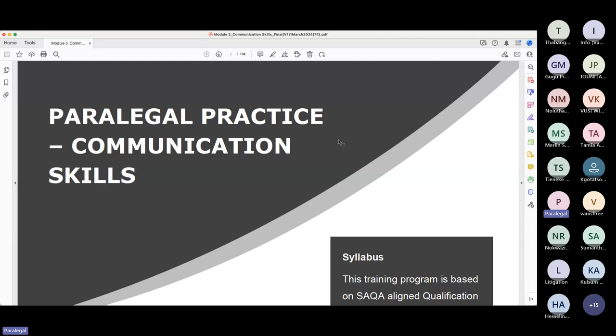We have done a brief background of professional conduct in the previous session. And today we'll look at paralegal practice communication skills. So just take it through the module, what it covers, and if we don't finish doing that introduction, we can finish it in the next session. And then we're budgeting the one session to do information communications technology, and then once that is done, we will then move into a full schedule that will follow a timetable that will be very clear.